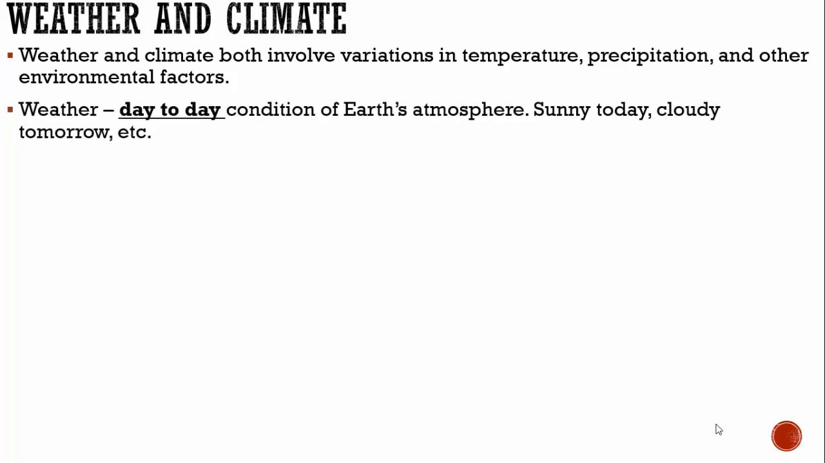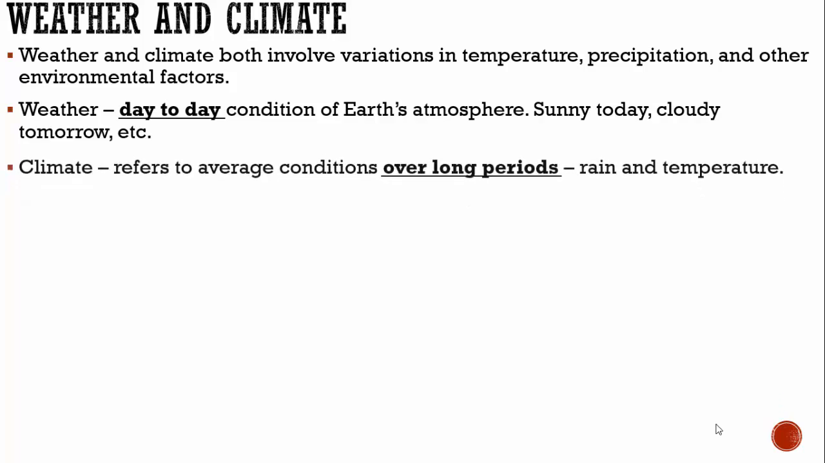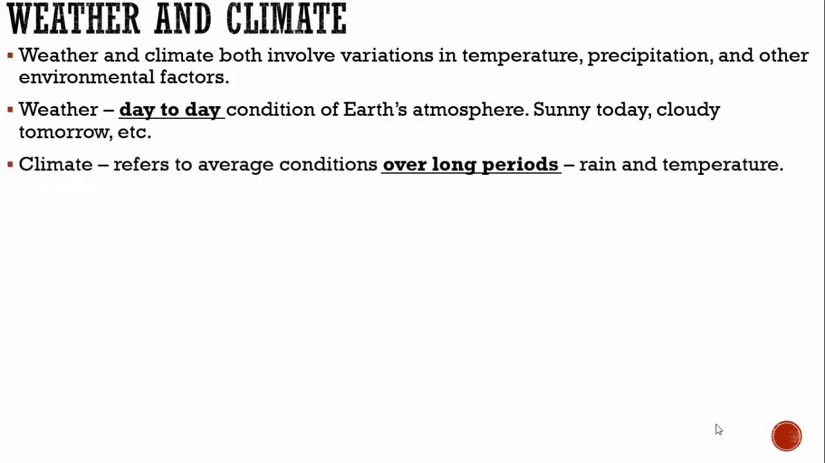Now, when people talk about the weather, we're talking about day-to-day conditions of Earth's atmosphere. Sunny today, cloudy tomorrow. It's everything from day to day, where climate is an average condition over long periods of time. They talk about the rain and the temperature. If you ever watch the news to get the weather report, sometimes they'll say we're higher than average for this time of year, or we're lower than average for this time of year. They may say last year around this time we had 2 inches of rain. We're only at 1.5 inches of rain for this time of this year. So climate refers to the average conditions. Weather is day to day.